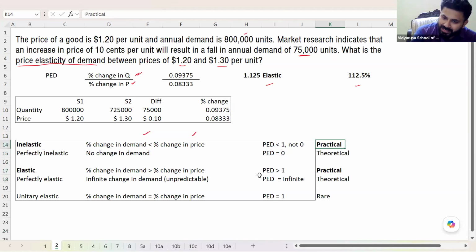Most items will be either inelastic or elastic in nature. If it's less than 1 but more than 0, inelastic. If it's more than 1, it is elastic. This is what practically most items will belong to. And very rarely, you may end up with exactly 1 by fluke, where the percentages match exactly and cancel out each other. Then we say it's unitary elastic.